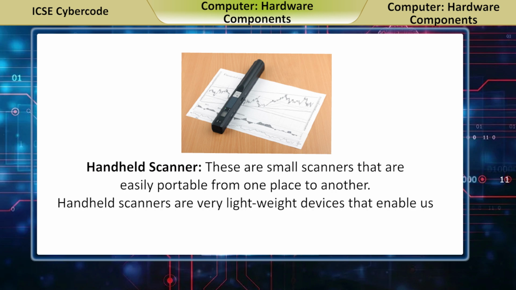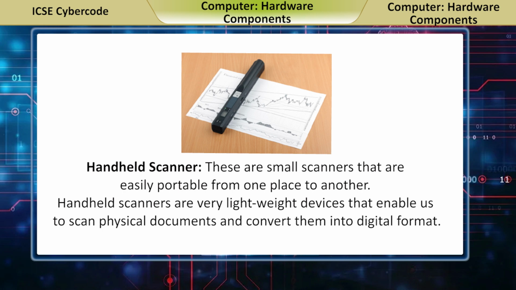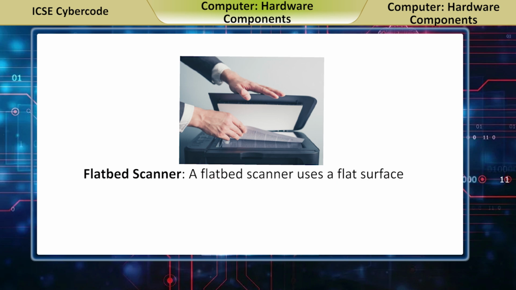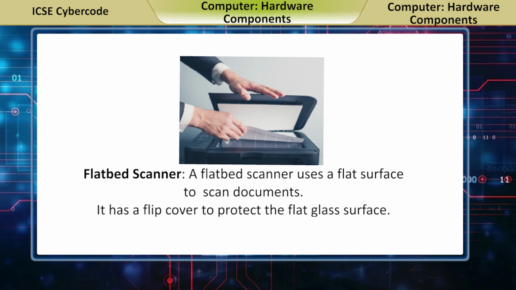Handheld scanners are very lightweight devices that enable us to scan physical documents and convert them into digital format. Flatbed scanner. A flatbed scanner uses a flat surface to scan documents. It has a flip cover to protect the flat glass surface. It is the most popular and cost-effective scanner.